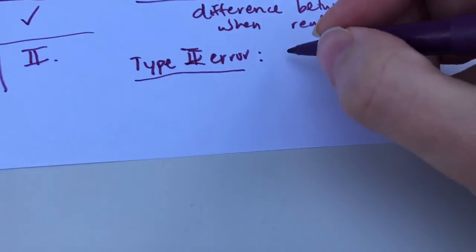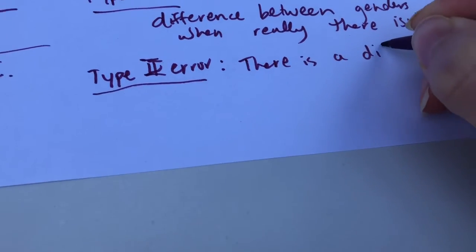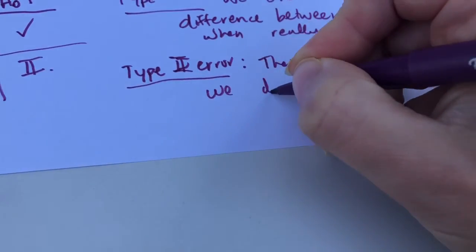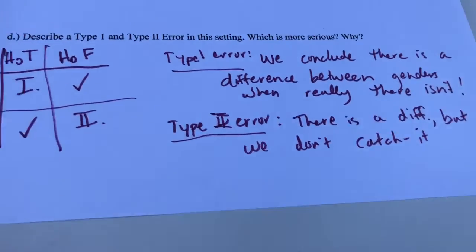All right, so type 2 error. There is a difference, but we don't catch it. All right, we don't catch it and they don't get the help that they need.